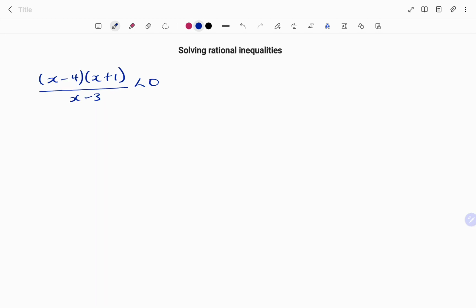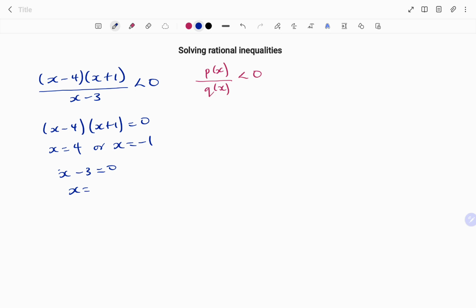In this example, we have x minus 4, x plus 1, all divided by x minus 3, less than 0. We already have it in the standard form, which says p of x over q of x is less than 0. So now we need to equate each bracket to 0. That means we need to equate the p of x, and in this question, our p of x is x minus 4, x plus 1, equals 0. To get our first solution, we are going to have two values. It's either x equals 4 or x equals minus 1. For our denominator, we have x minus 3 equals 0, so therefore x equals 3.